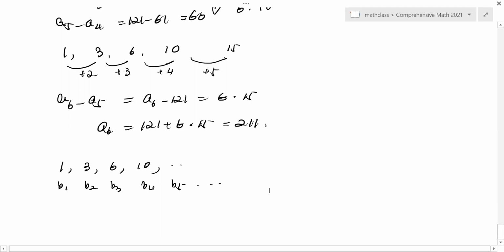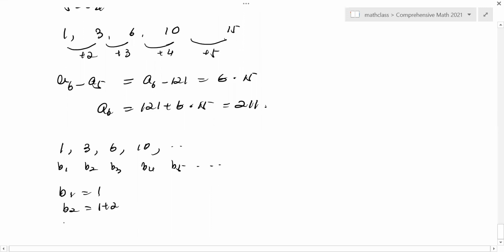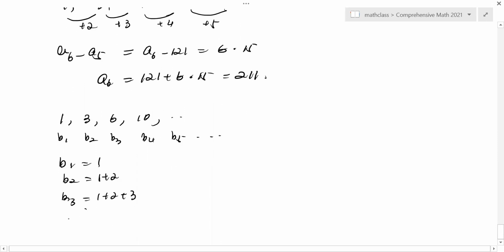I believe this is just a sum. You see that B1 is 1, B2 is 1 plus 2, because we added 2. B3 is 3 added to B2, so 1 plus 2 plus 3. And so in general, Bn is going to be 1 plus 2 plus 3 all the way to n, and we do have a formula for that.